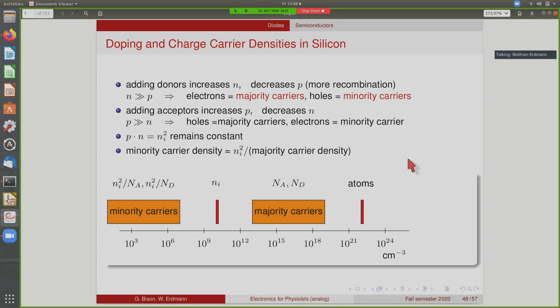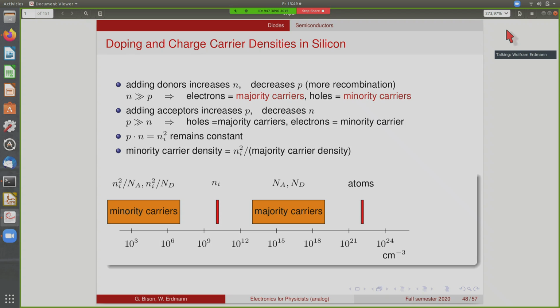Last week we talked about diodes. We saw a number of circuits with diodes where we treated the diode as an ideal device that simply conducts in one direction and does not conduct in the other. And now we want to switch to looking at real diodes, which are today most of the time semiconductor diodes.